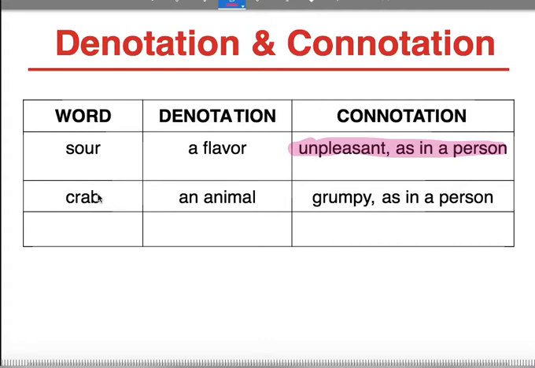And same thing with crab. The denotation, the dictionary definition, is that it's an animal. It's a crustacean. However, if I said that Lucy was really crabby this morning, it means that she was really grumpy. There's a negative connotation there, a negative feeling associated with that word, that she's kind of crabby. And so poets will use connotation and denotation very specifically in their writing.